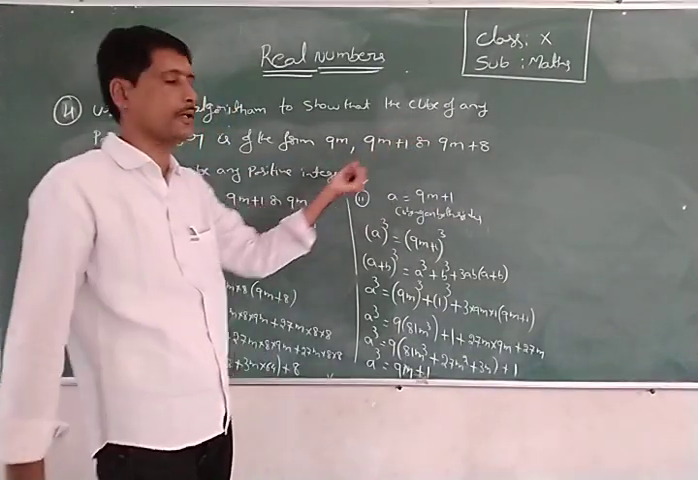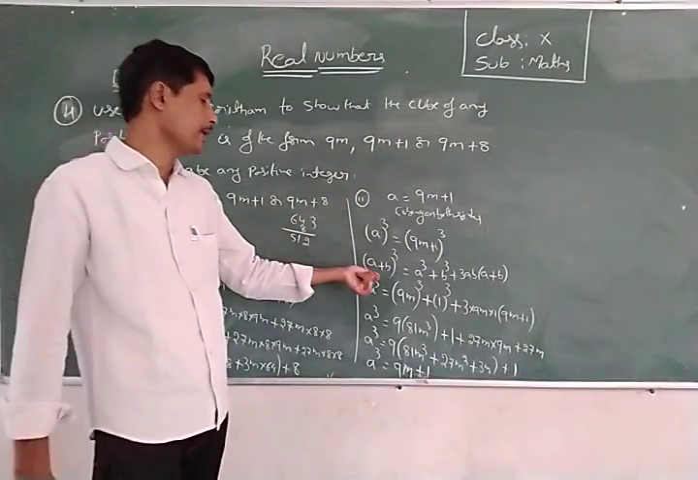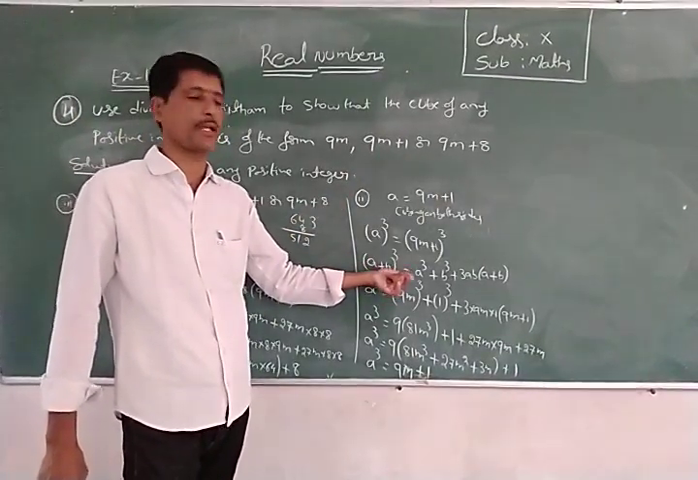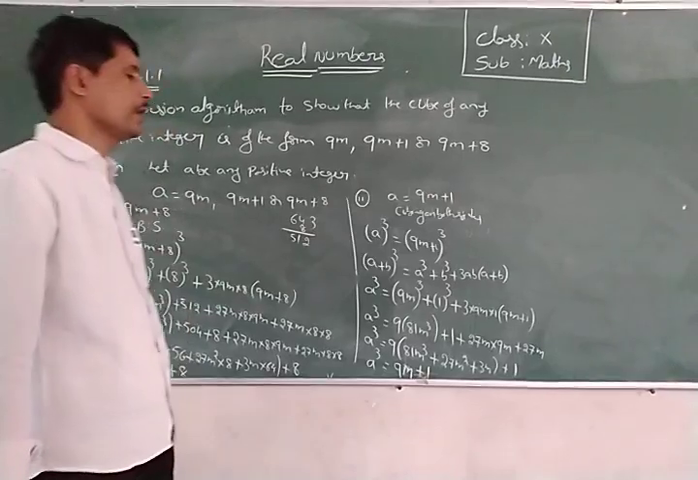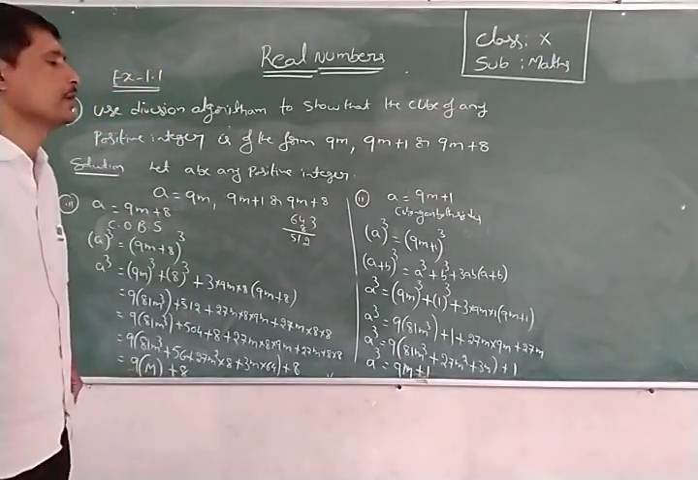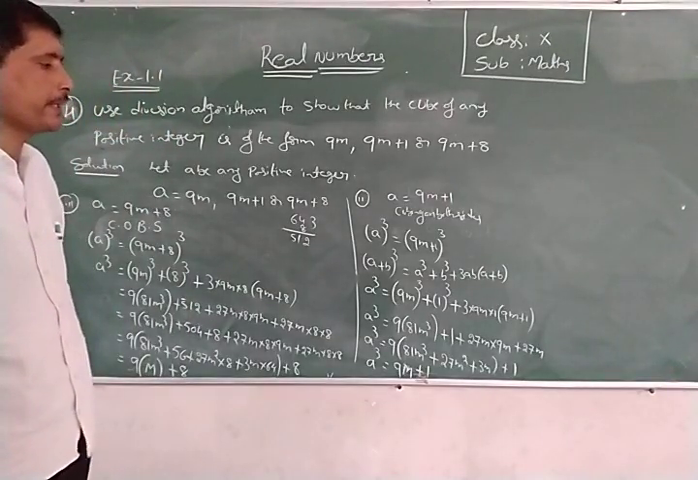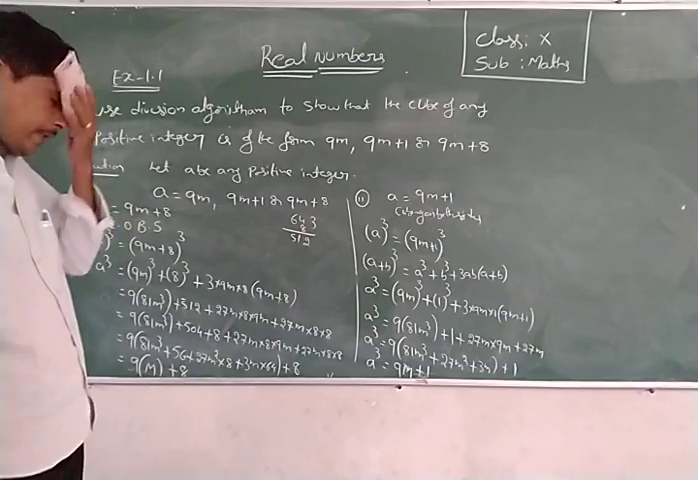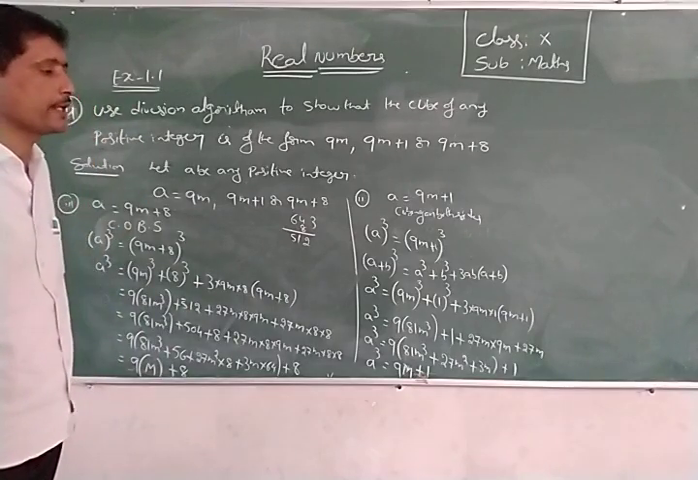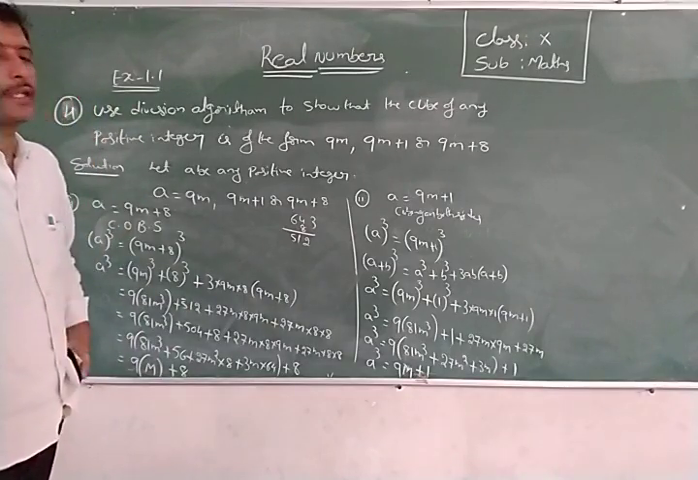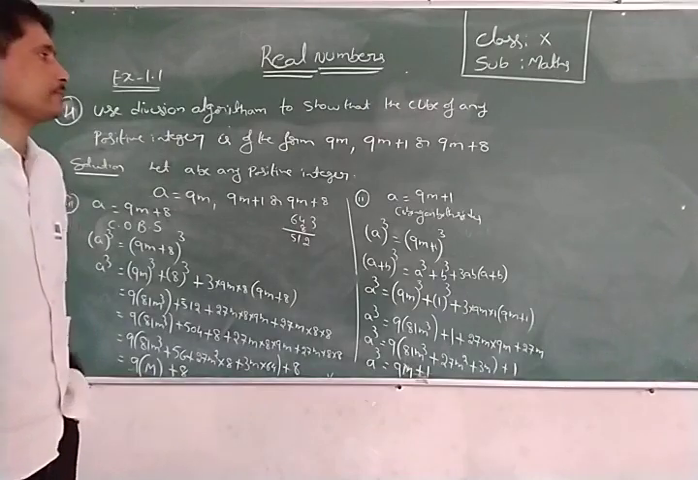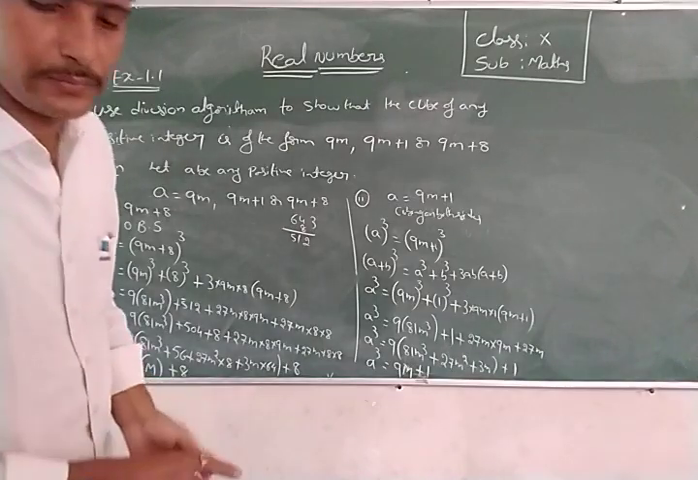Any doubt? Here, compulsory, you should know the (a plus b) whole cube formula. Therefore, compulsory the (a plus b) whole cube formula: a cube plus b cube plus 3ab into (a plus b), or a cube plus b cube plus 3a square b plus 3ab square. Okay, next one.